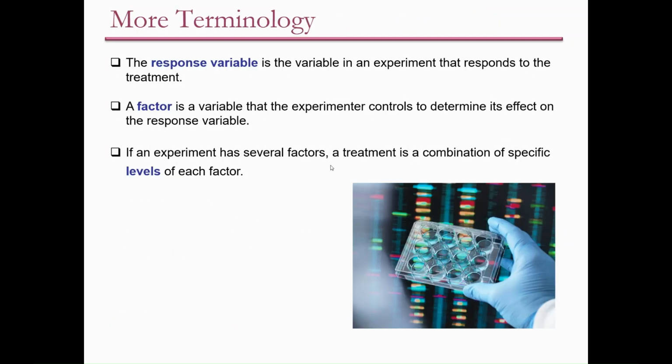All right, so a little more terminology. We have our response variable, which is the variable that simply responds to the treatment. A factor is a variable that the experimenter controls so that we can determine its effects on the response variable. And lastly, this last one's actually not a definition, it's just a statement of fact, which is if an experiment has several factors, a treatment is a combination of specific levels of each factor.